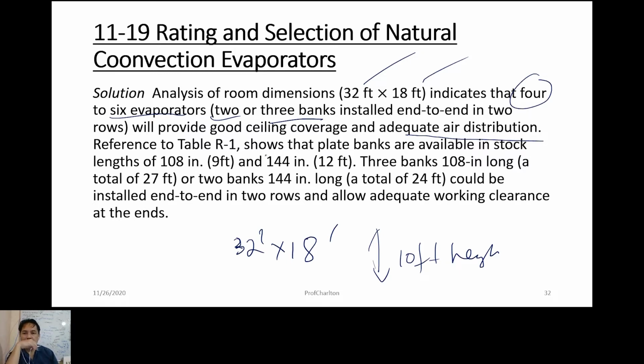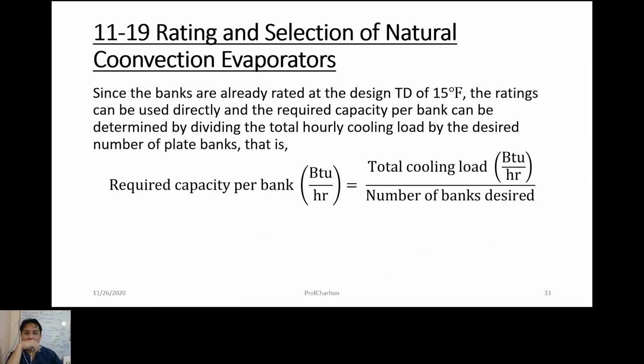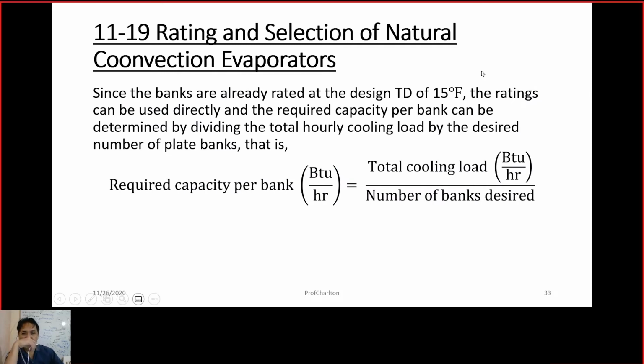Now, the table R-1 shows that plate banks are available in stock length of 108 and 144 inch, which is converted to 9 feet and 12 feet. Now, 3 banks, 108 inches long or two banks and 144 would have a 24 feet, could be installed end to end in two rows and allow adequate working clearance at the end. No? So now, how do you compute this?